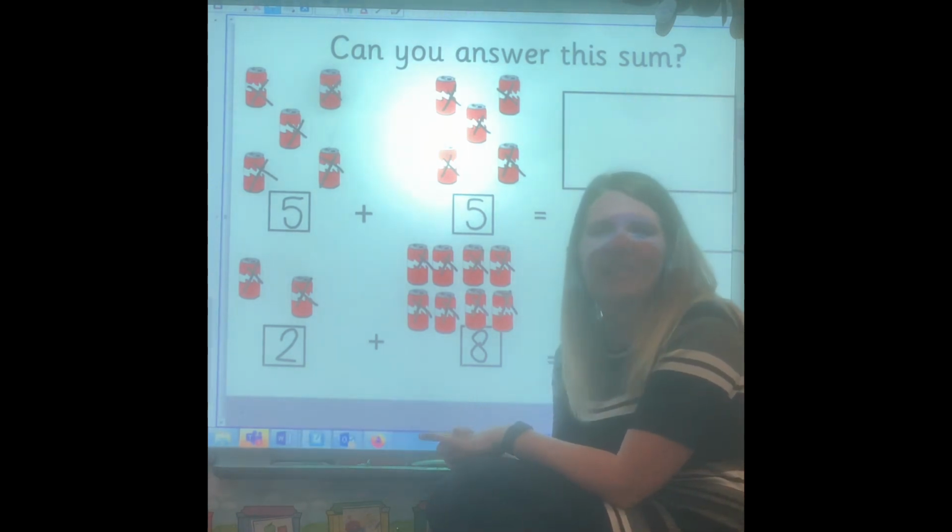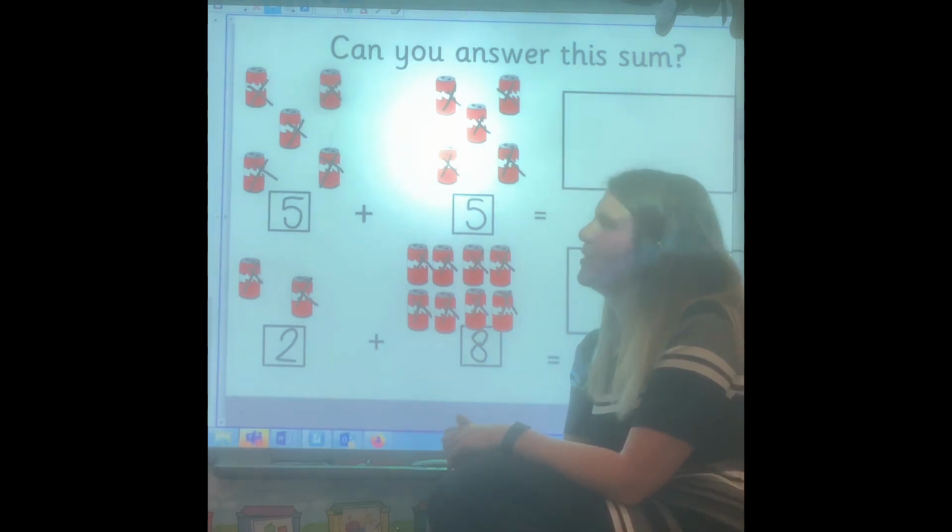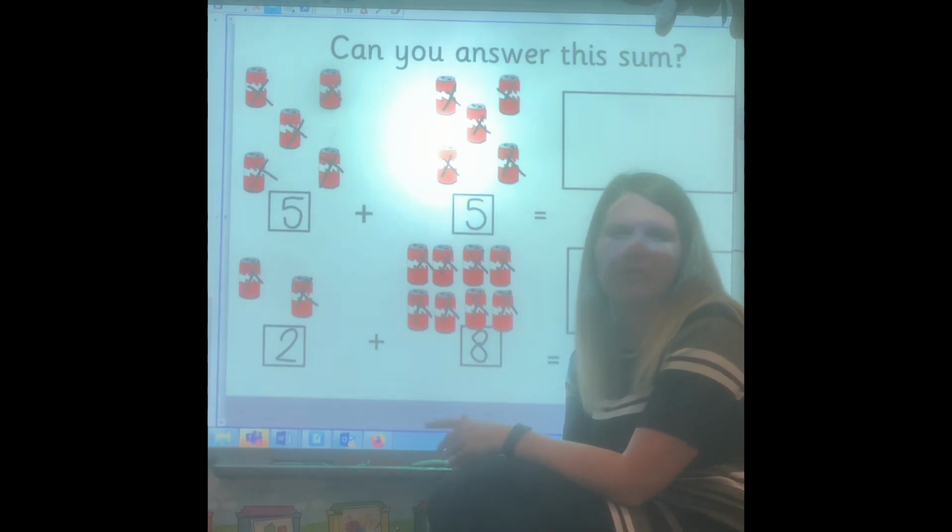And that is the worksheet that you will have in your files page today. Have a go at it. Remember, you don't have to print the sheet out. Just writing down your number sentences is perfect.